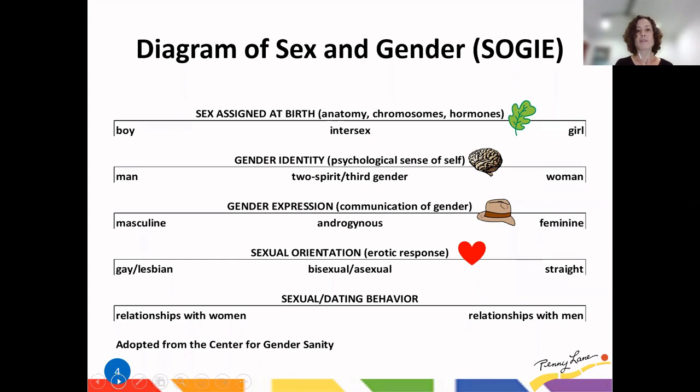Now, the next aspect of this diagram is gender expression, and that's how we communicate gender. So there's a picture of a hat because one of the ways that we communicate gender is by the clothing that we wear. On the one side, there's masculine. I think of a suit and tie as being very masculine. On the other side, there's feminine. I think of a dress or a skirt as being very feminine. And in that middle space, you'll see the term androgynous. I think of jeans and a t-shirt as being androgynous. Anybody can wear it.